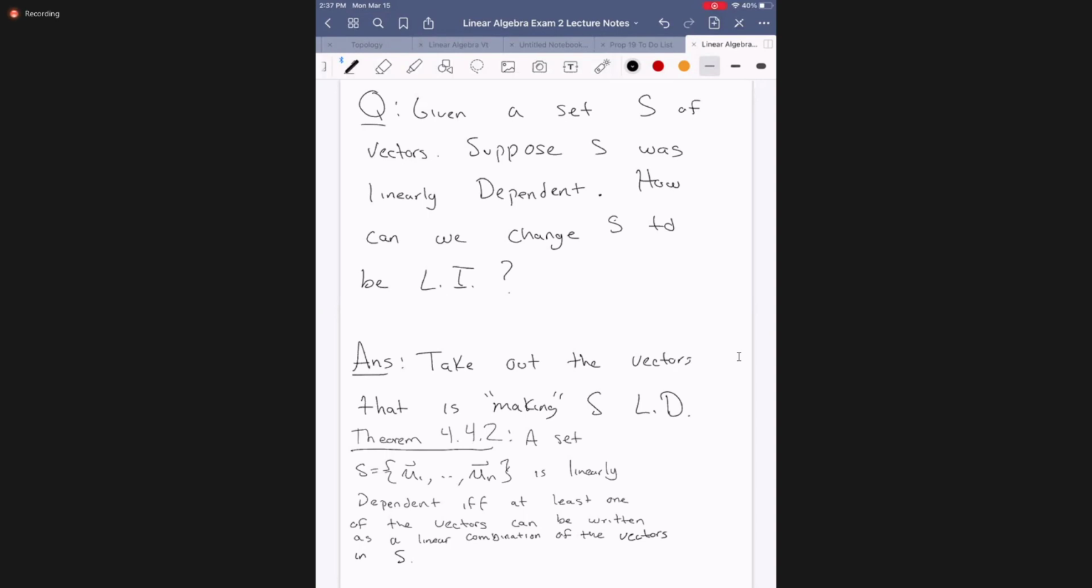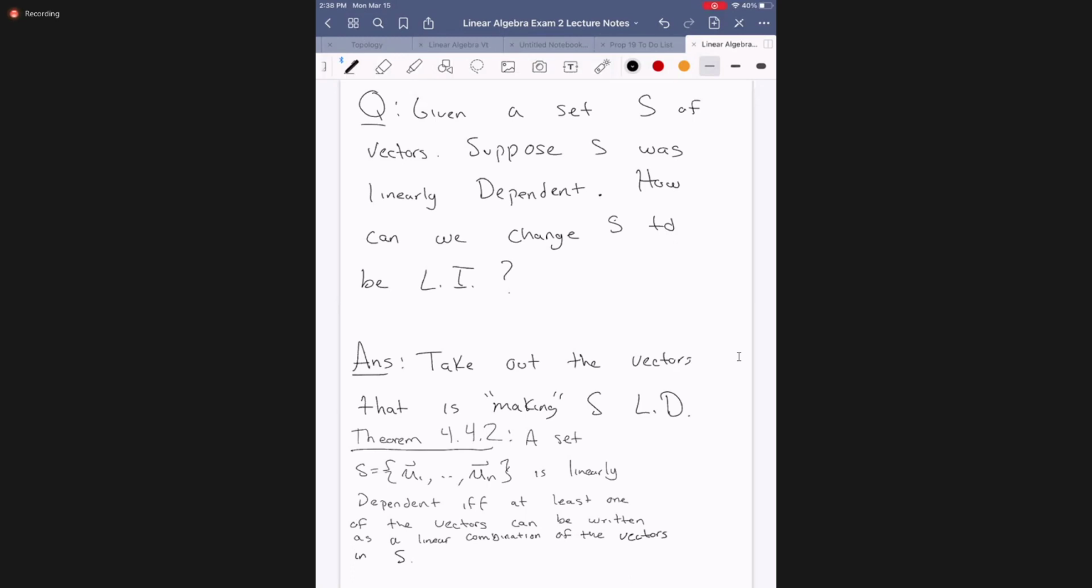So remember, how did we do that? We just literally set up, you take that vector, and then the rest of the vectors, put them in augmented form, with that vector being on the right-hand side of the dotted line, and all the other ones on the left-hand side. If you REF it, and the system's consistent, then it's a linear combination of the others, right? If it's not, then it's not. But if you have this, then your set is linearly dependent, okay?